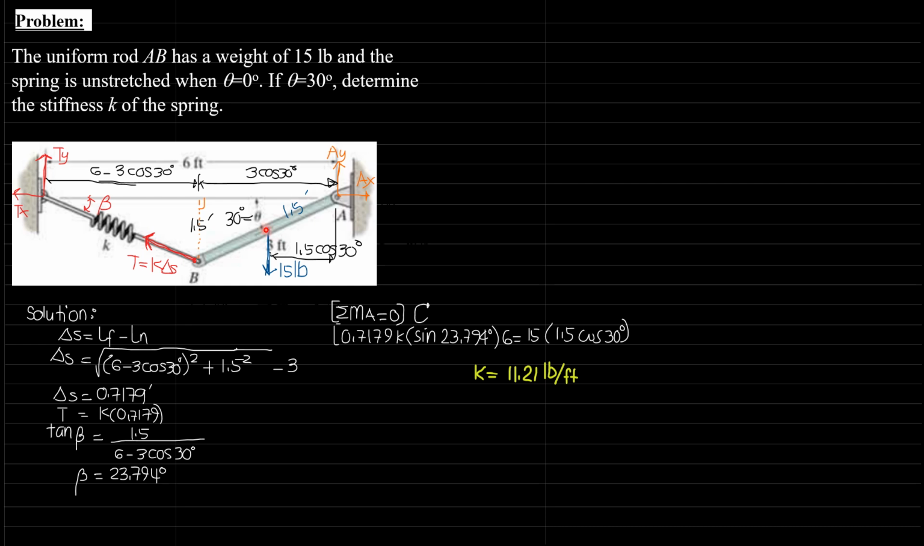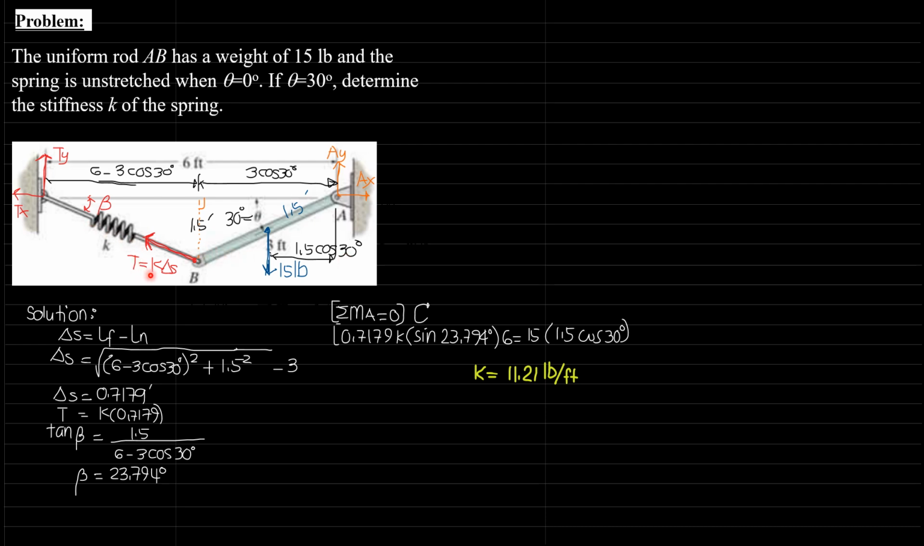So the center of gravity of the rod AB remains here. The distance from point A is half of 3 feet, so this is 1.5 feet. Therefore, since the weight is 15 pounds, the distance of the weight of the bar from A would be 1.5 times cosine of this angle, which is 30 degrees. So that's the distance.